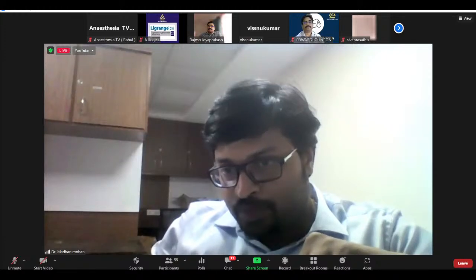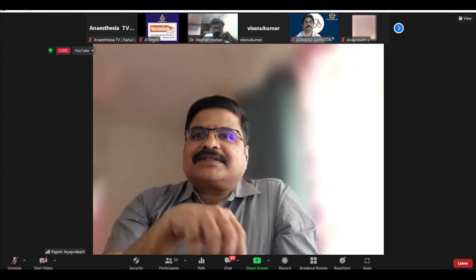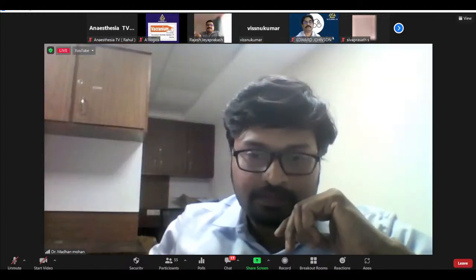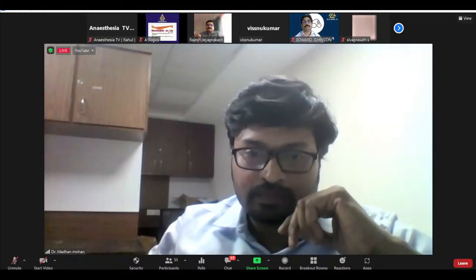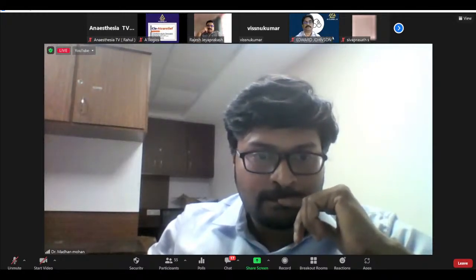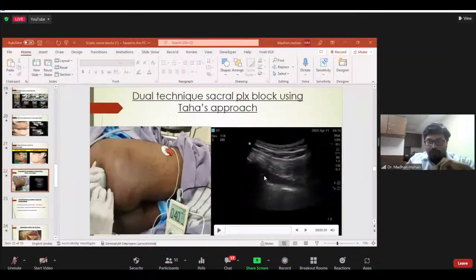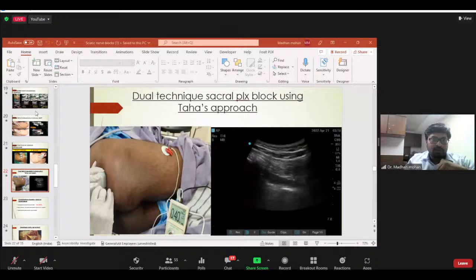So this is the ischium. Suppose you don't identify the neural elements here, you just come over. Madhan, you have to share your screen. So this will be the endpoint for all the three blocks given around the parasacral region. Here is the ischium, sir. If you are not able to identify the neural elements here, all you need to do is just come and hit the ischium and deposit the drug. It will seep around and cover the sacral plexus. Yes, thank you.